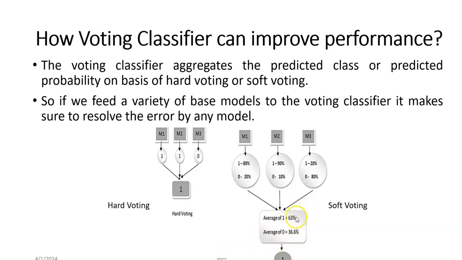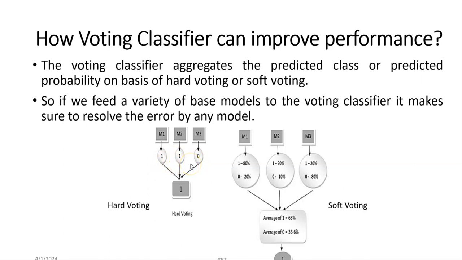On combining the average of 1 and 0, we can conclude that the majority, or the highest average, is 63%. So the final result is 1. Anyway, you could see that here are 3 models, and here also 3 models. The final result is 1 here, and here also the final result is 1. But the process of obtaining the result is different.